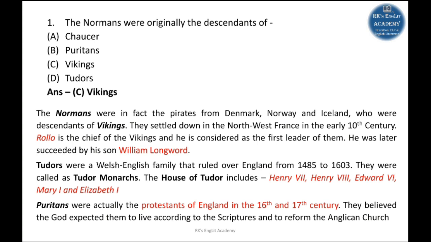Tudors. Who were Tudors? Tudors were a Welsh English family that ruled over England from 1485 to 1603. They were called Tudor monarchs. The House of Tudor includes Henry VII, Henry VIII, Edward VI, Mary I, and Elizabeth I. Puritans. Who were Puritans? Puritans were actually the Protestants of England in the 16th and 17th century. They believed that God expected them to live according to the scriptures and to reform the Anglican Church.